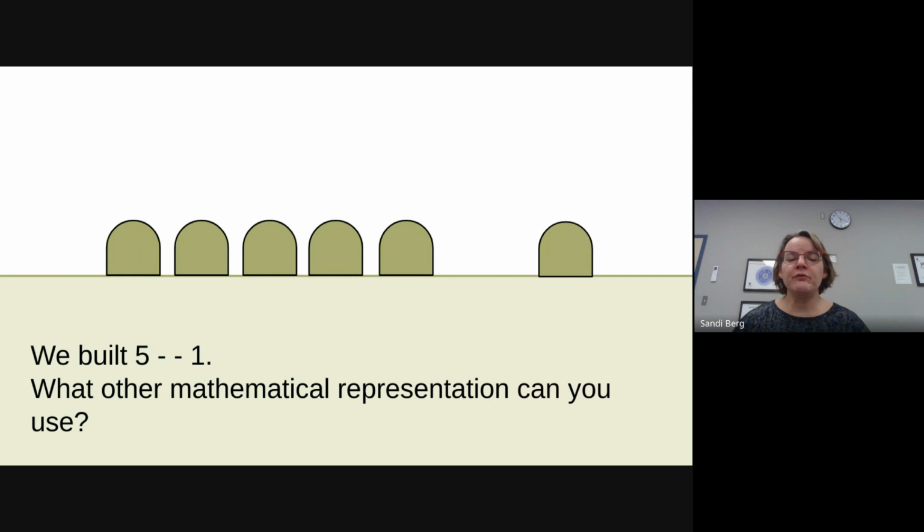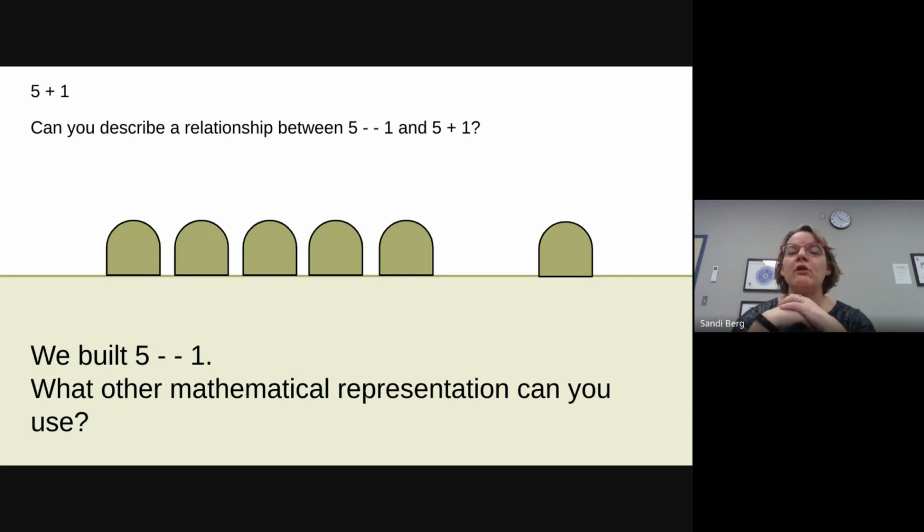So in that previous question, we built 5 opposite 1, 5 - -1. What was the mathematical representation that we used for that? Well, it was 5 plus 1. It made the same sense. I've got 5 piles and I've got 1 pile, because opposite -1 is the same thing as 1 pile.